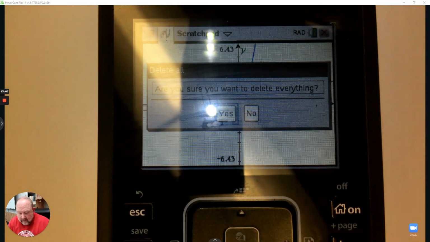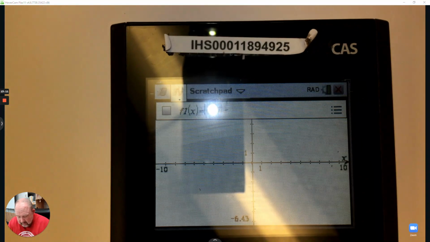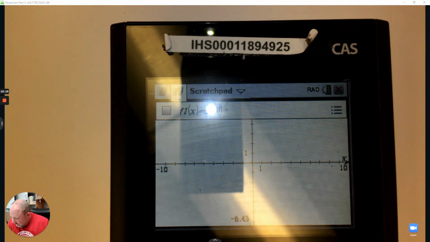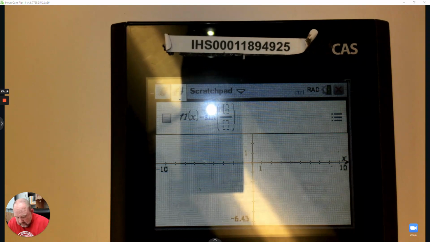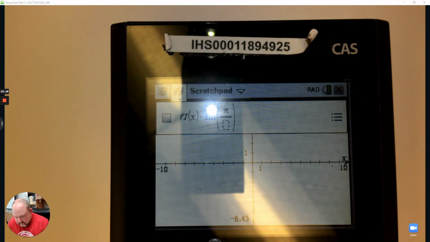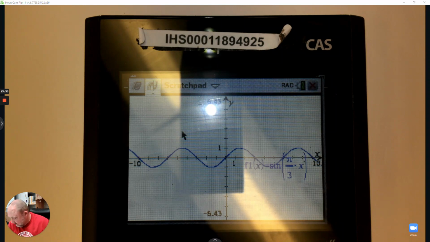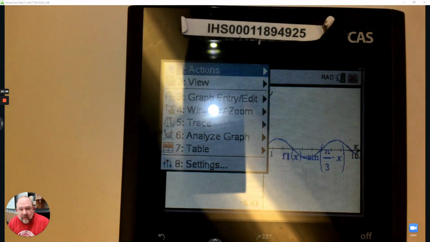Start again from scratch. Press tab. So I'm going to type in sine, and I'm going to use x. So that's pi over 3 x, and I'm going to graph it, and I'm looking from what number to what number? From 3 to 4.5. So I'm going to change the menu.